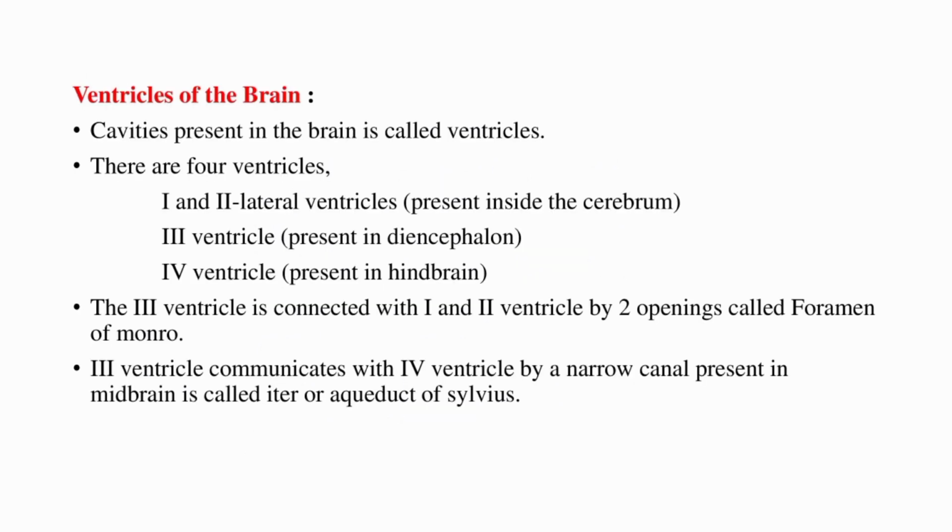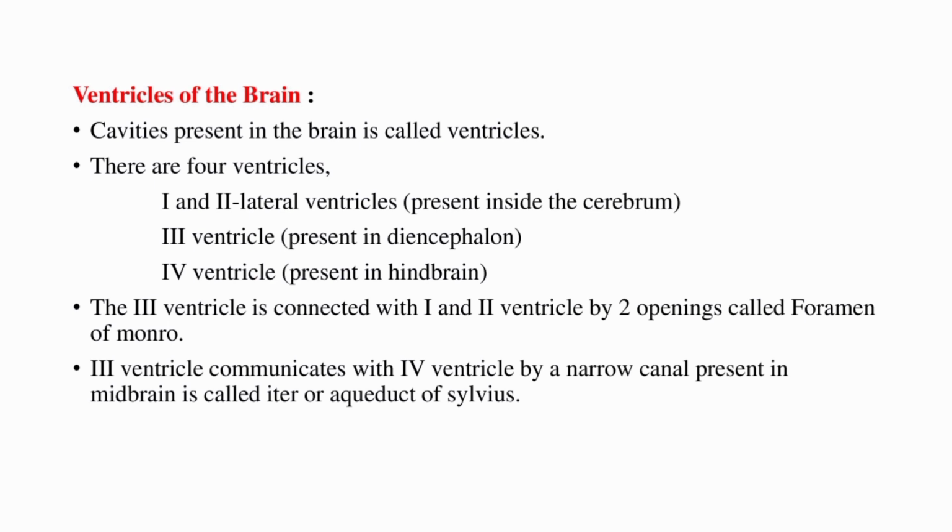Next, we can see about the ventricles of the brain. Cavities present in the brain are called ventricles. There are 4 ventricles. First and second lateral ventricles present inside the cerebrum. Third ventricle present in the diencephalon. Fourth ventricle present in hindbrain.